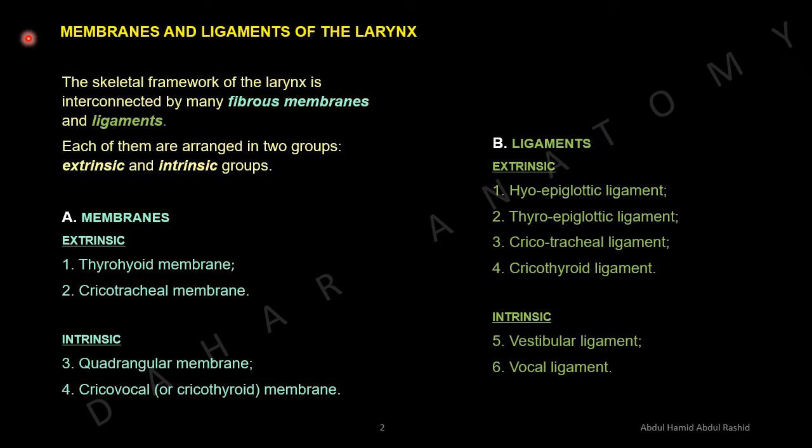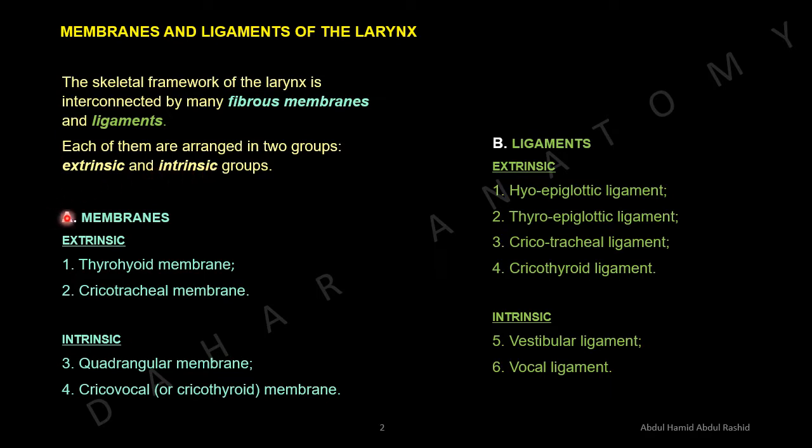Membranes and ligaments of the larynx. The skeletal framework of the larynx is interconnected by many fibrous membranes and ligaments. Each of them is arranged in two groups, extrinsic and intrinsic.